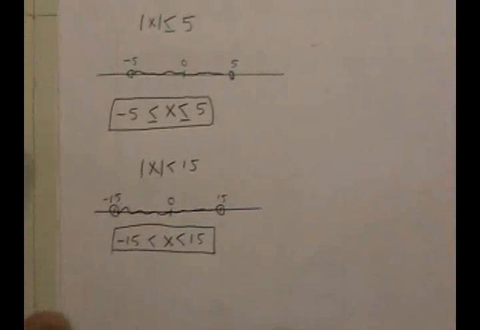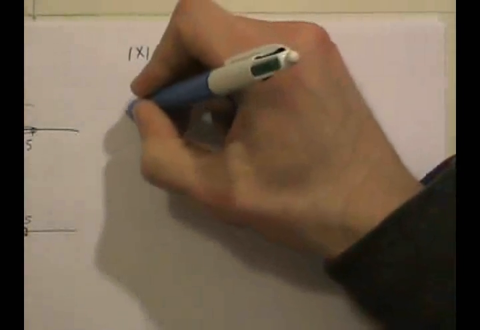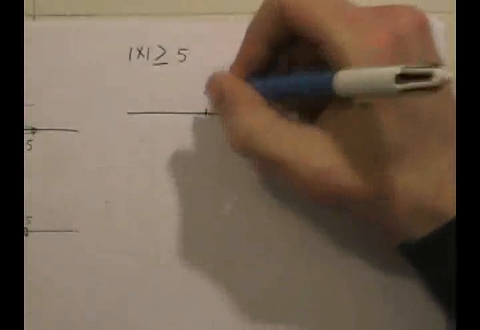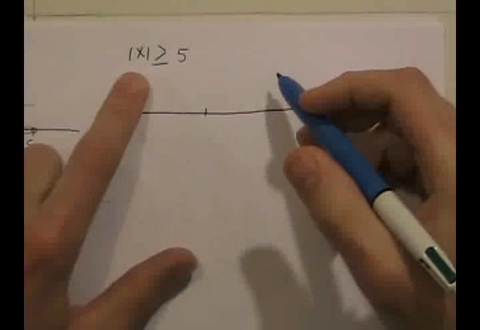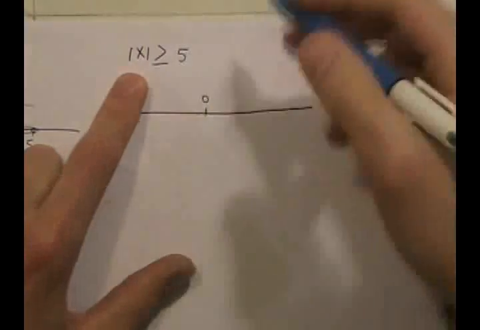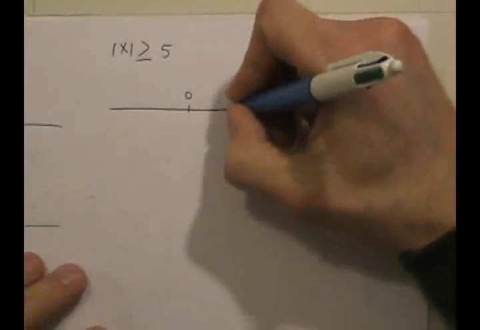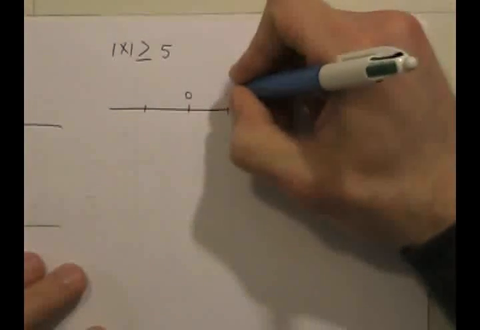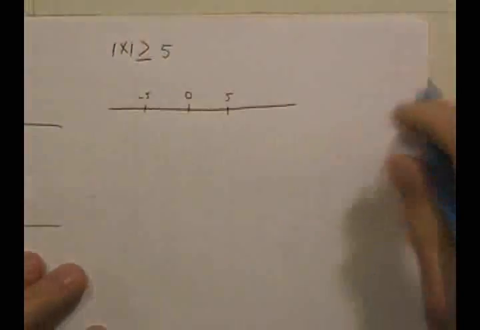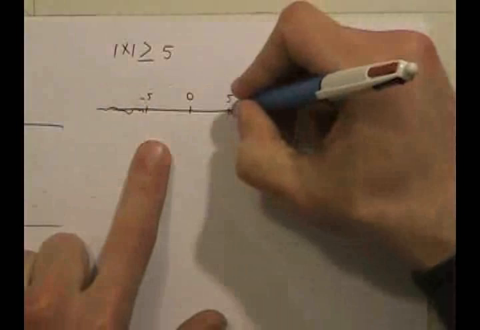The greater than inequalities are extremely similar. If I say absolute x is greater than or equal to 5, this is asking for all the numbers on the number line that are at least 5 units away from 0. Which numbers are more than 5 units away from 0? It starts with the numbers that are equal to 5 units away, the 5 and the minus 5, and the numbers that satisfy this are out here and out here.